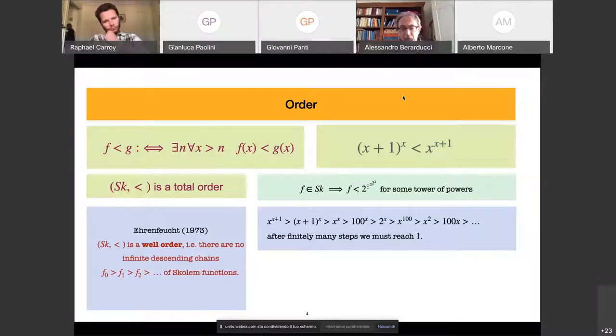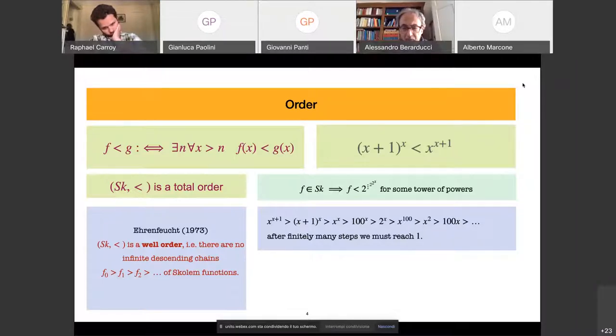So for instance, if you start with x to the x plus one and you want to try to find a decreasing sequence, you may try with the sequence that I just displayed. But sooner or later, you must reach one. You cannot decrease forever. Of course, you can make the sequence as long as you want, starting from x to the x plus one, but at some point you reach one and you stop.